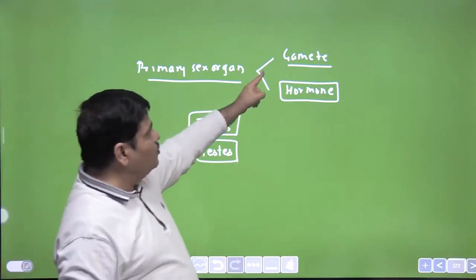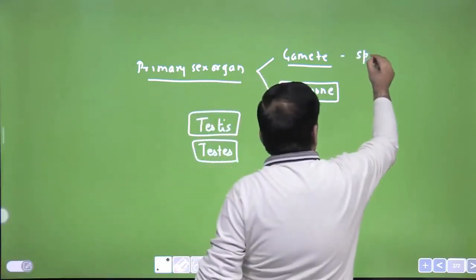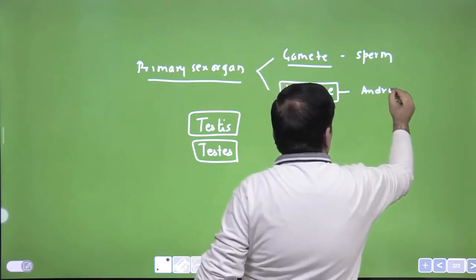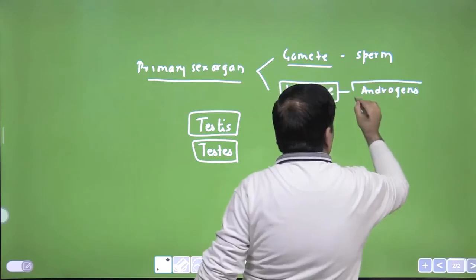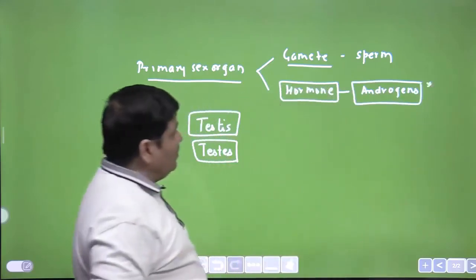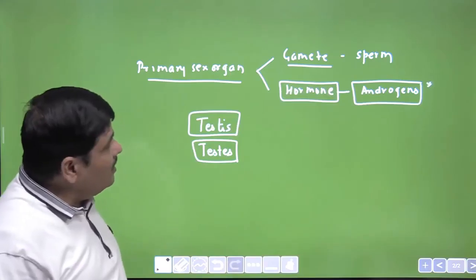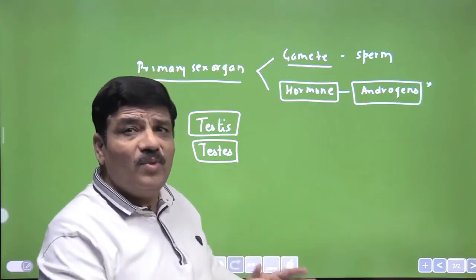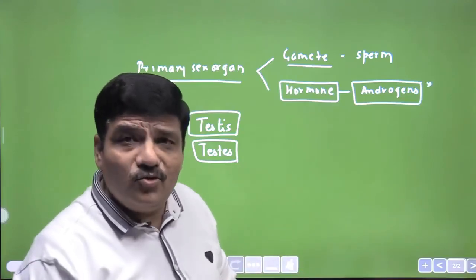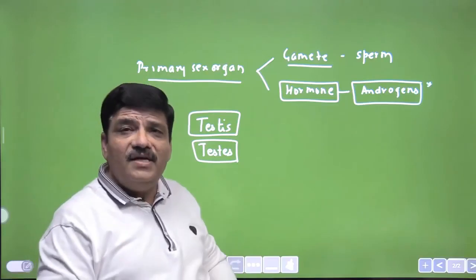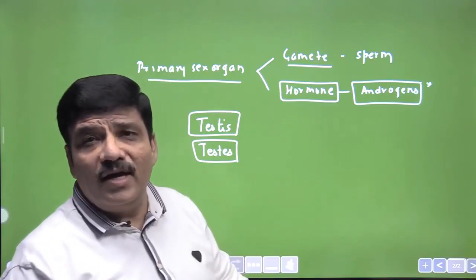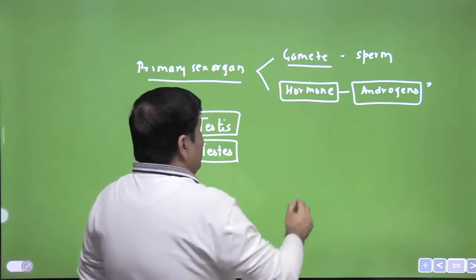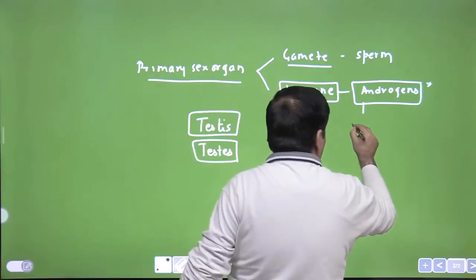The reason is that it produces the gamete, which everybody knows is the sperm, and it produces the hormone. The male sex hormones are collectively called androgens. Mind the word. Do you know that the adrenal cortex is present in both human male and human female, and they also produce some androgens, for example DHEA, dehydroepiandrosterone, produced in both sexes, and the main androgen is actually testosterone.